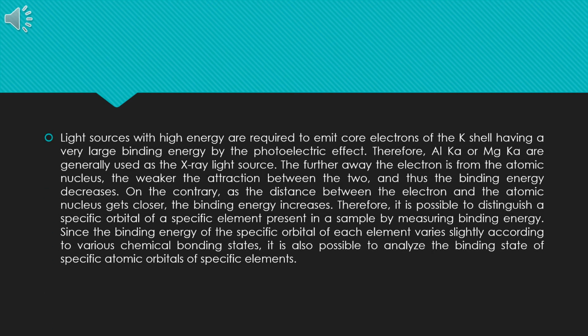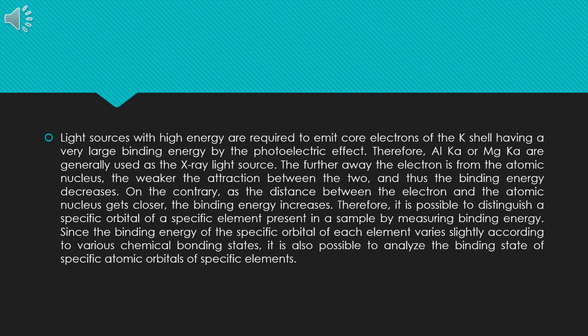Let's continue with the basic principle of XPS. X-ray light sources with high energy are required to emit core electrons of the K shell, having a very large binding energy, by the photoelectric effect. Therefore, Al Kα or Mg Kα are generally used as the X-ray light source.